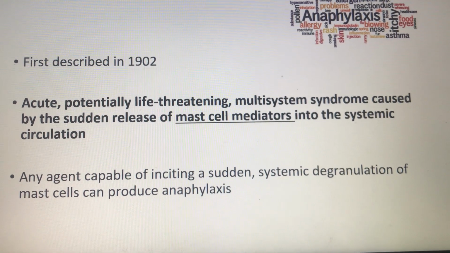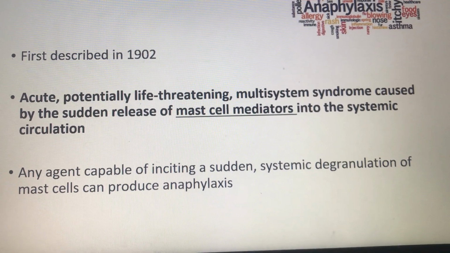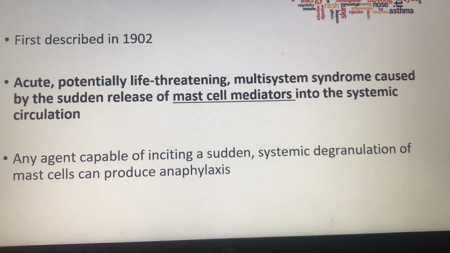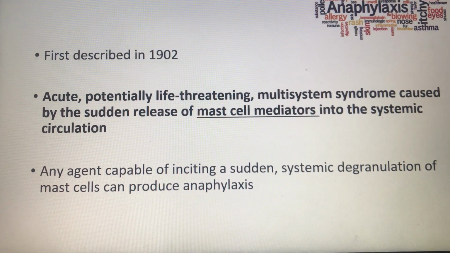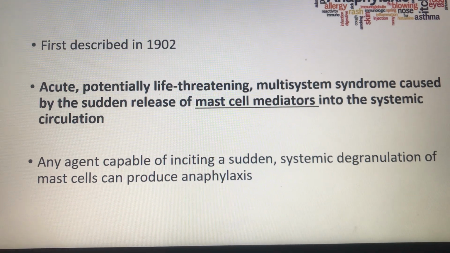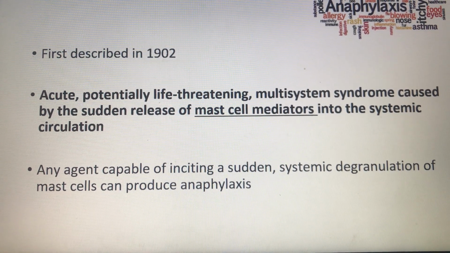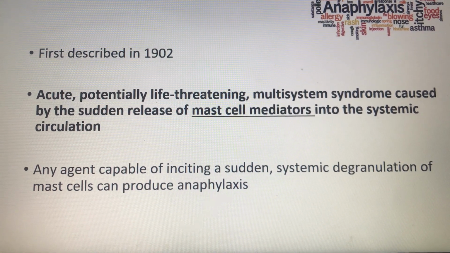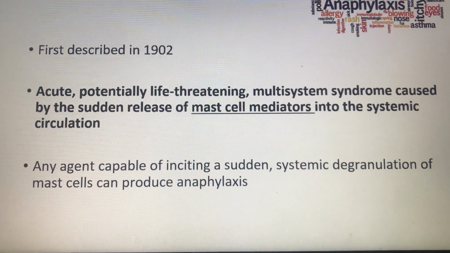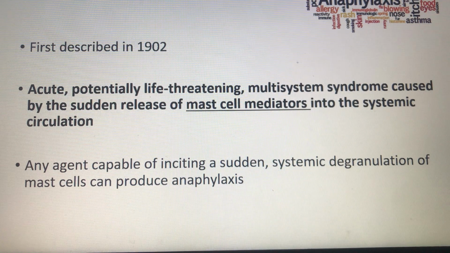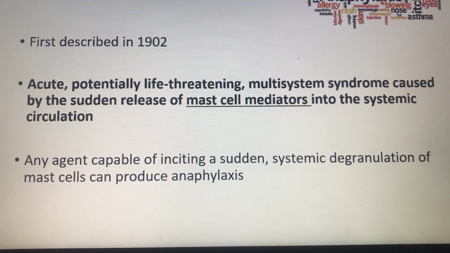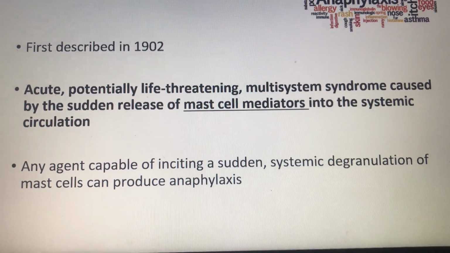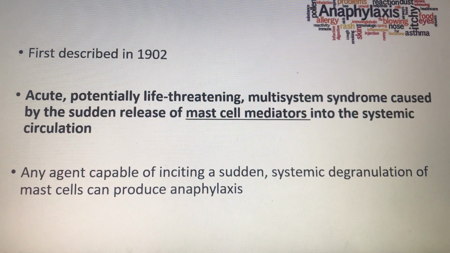First, anaphylaxis is described as a potentially life-threatening multi-system syndrome which can be caused by the sudden release of mast cell mediators into the systemic circulation. So something stimulates the release of mast cell mediators, like histamine, into the systemic circulation, which will cause a reaction known as anaphylaxis. Those agents are capable of inducing sudden systemic degranulation of mast cells.